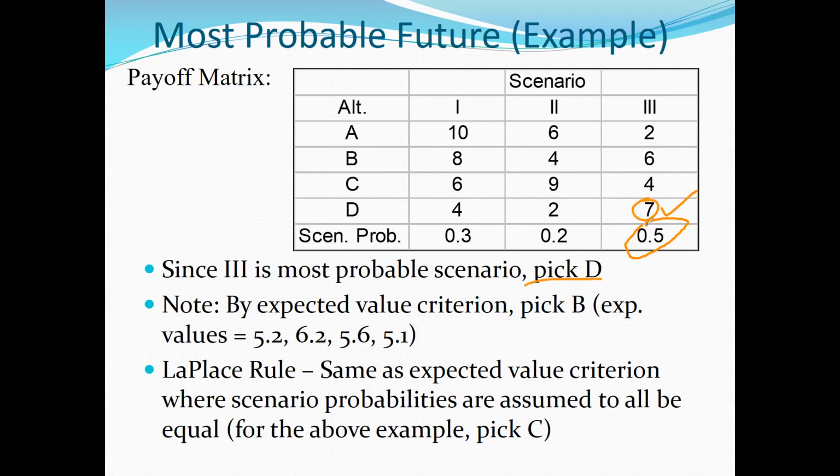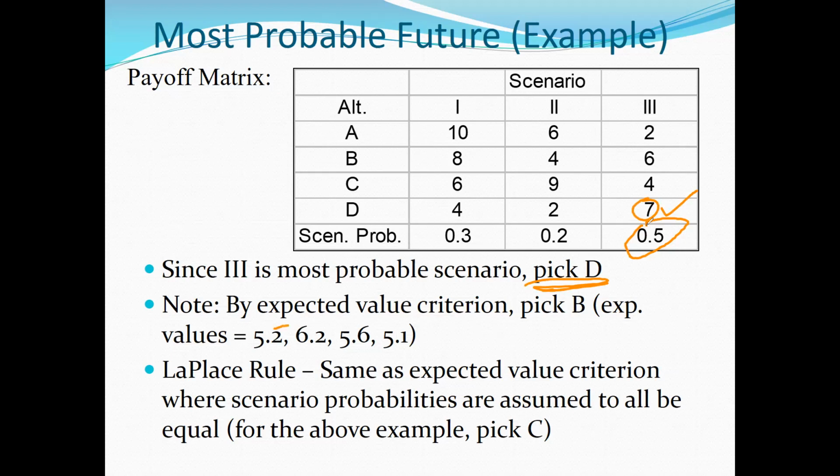So I'm going to pick alternative D. Why? Because it has the most payoff, because these numbers are payoff. They represent the payoff of a particular project. If scenario 3 happens, I'm better off picking alternative D because that has the most payoff under that scenario.